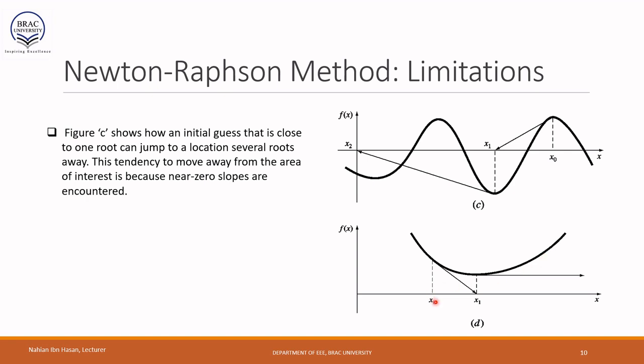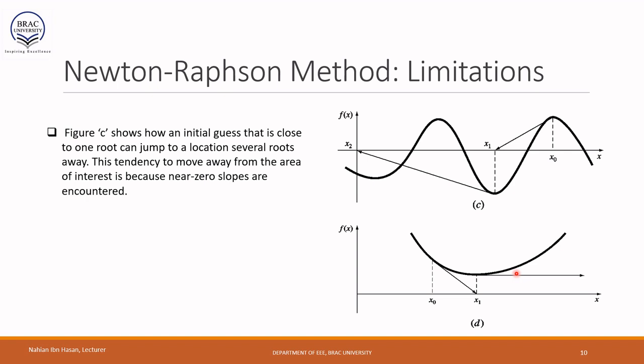So let's say our initial guess was here, x0. At this point f of x0, if we draw a tangent, it is going to intersect the x-axis at x1. In the second iteration, we draw a tangent at f of x1. But the problem is that at this point, the tangent is going to be completely horizontal with the x-axis. That means the tangent is never going to intersect the x-axis at any point.